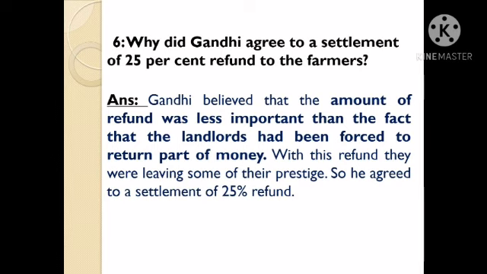So Gandhiji accepted this particular amount, that is 25% amount, because according to him, money was not that important. Important thing was that landlord has been forced to bow down before peasants.